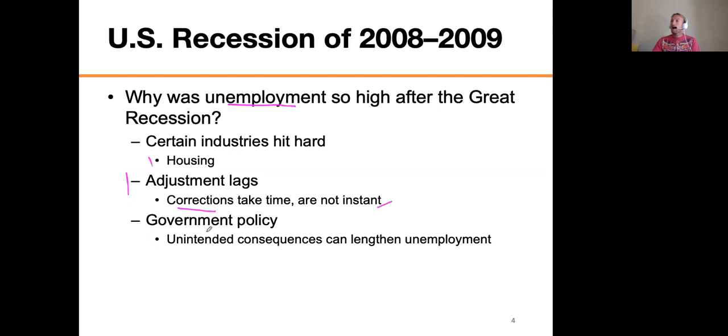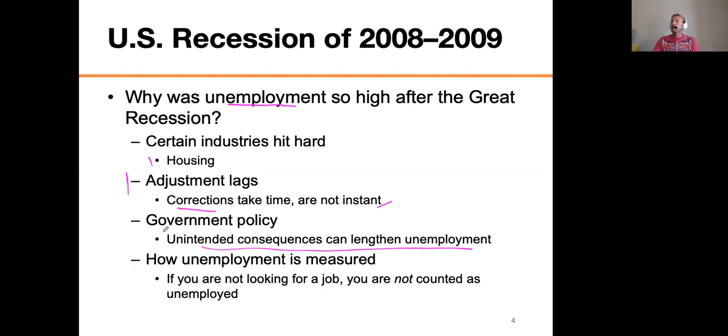All right, there's government policy. Unintended consequences can lengthen unemployment because if, for example, you give money to people who are unemployed because you're trying to help them out, that sounds really nice, but suddenly it makes it not so bad to be unemployed anymore, and more people become unemployed.